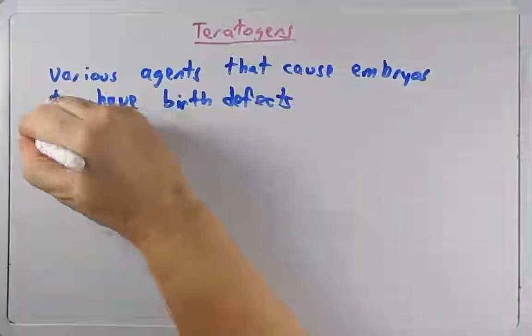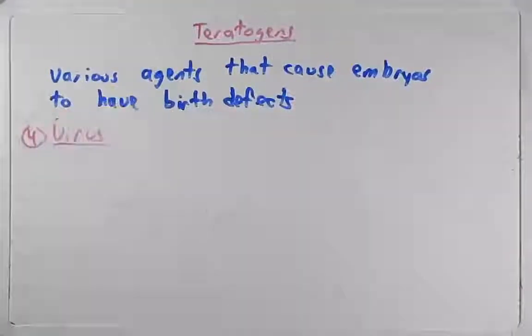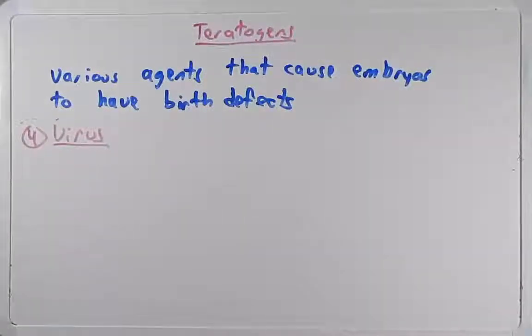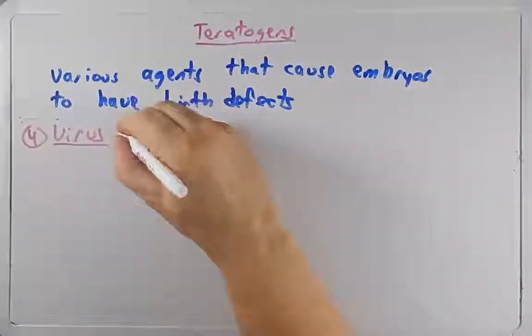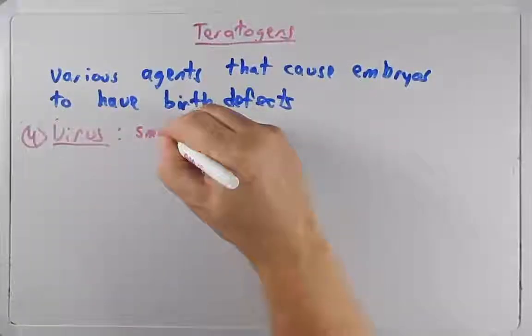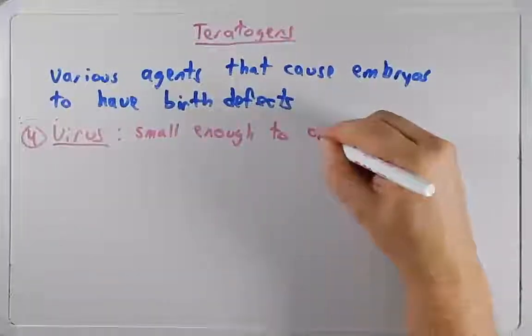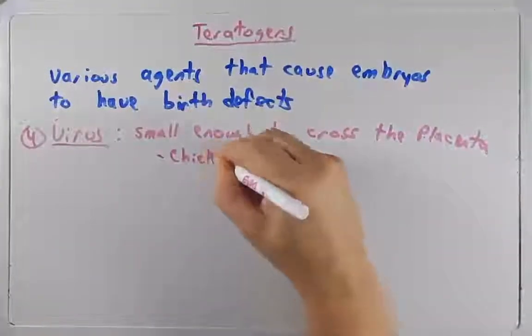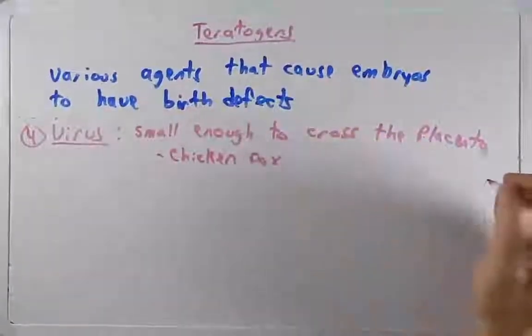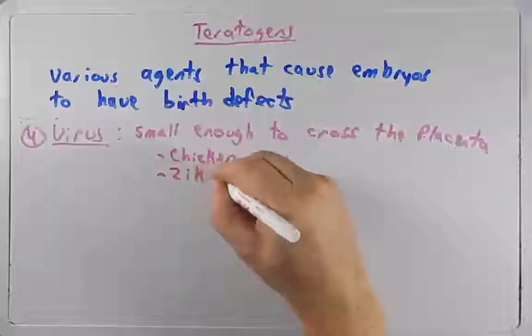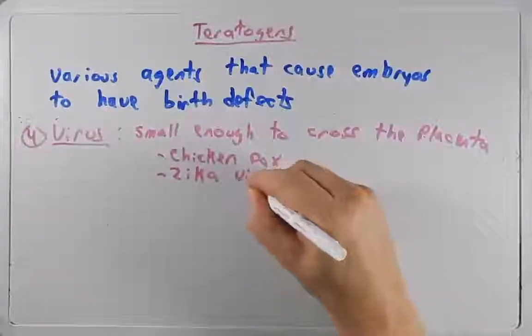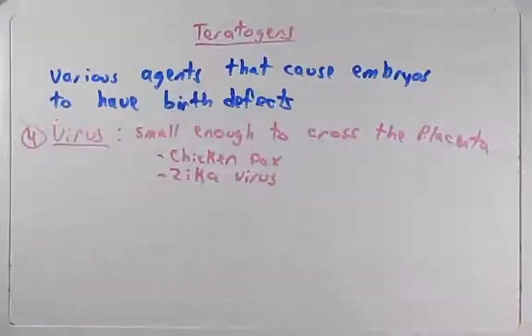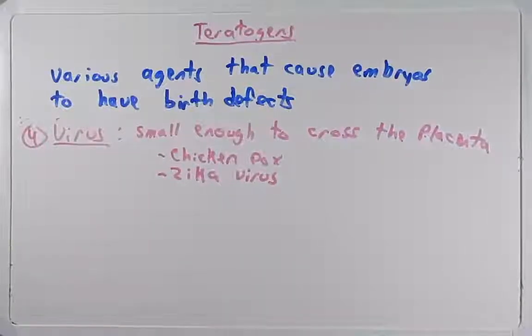The last one I want to talk about are viruses. Not every virus is a teratogen, but some are. And the reason that viruses can be a problem is that they are small enough to cross the placenta. The chickenpox virus can be devastating for a developing fetus. Zika virus, and this is often found in sperm, and so after pregnancy, if a man has Zika virus, he could pass that on to the developing baby, and of course to the mother.